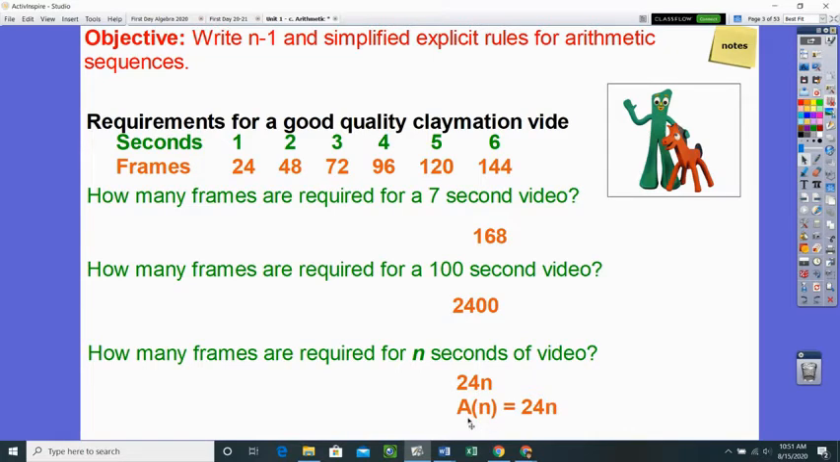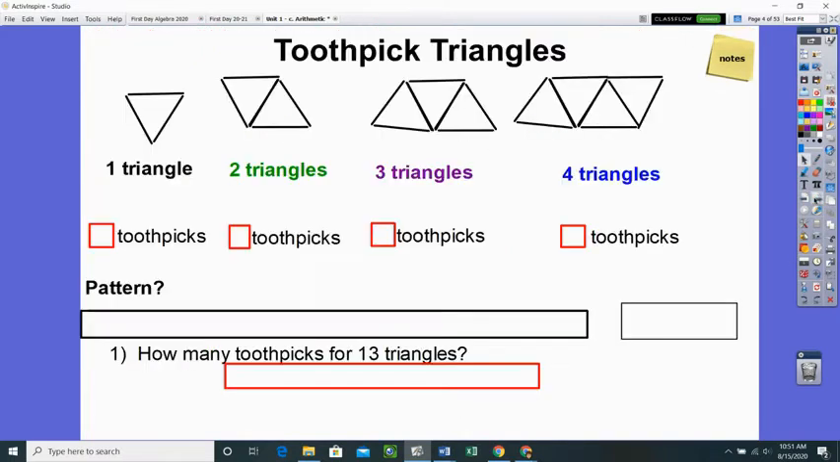You would never have, for instance, A of x equals 24n. This variable has to match that one. Okay, so that would be our function rule. So if we were to put 100 in for n, 24 times 100 would give us an output of 2,400. So the next one is to take a look at the toothpick triangles.